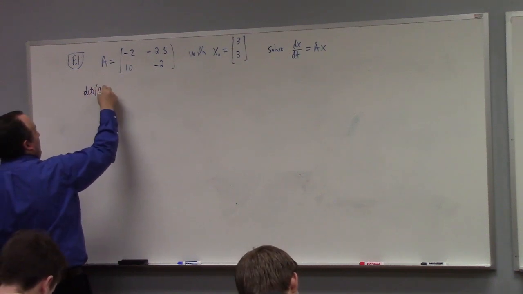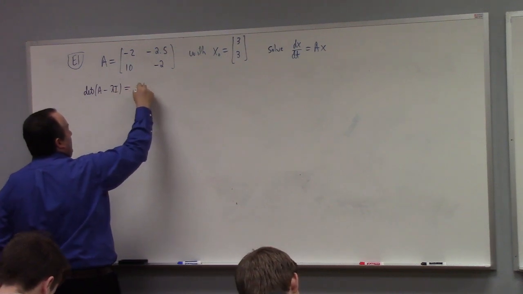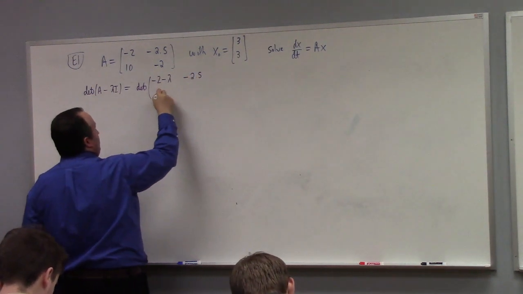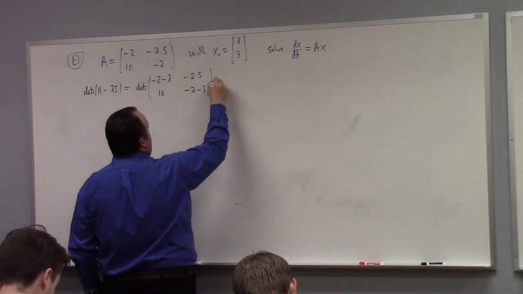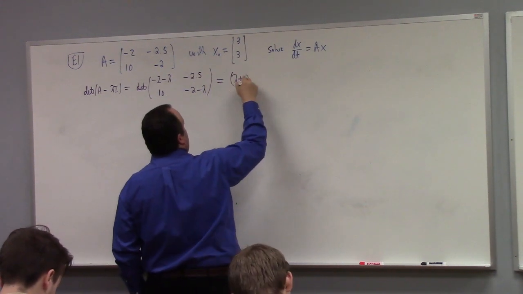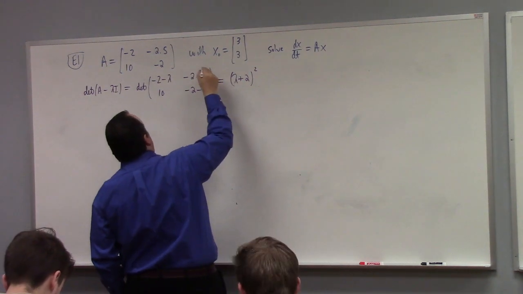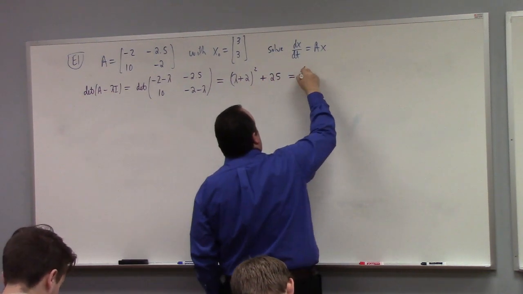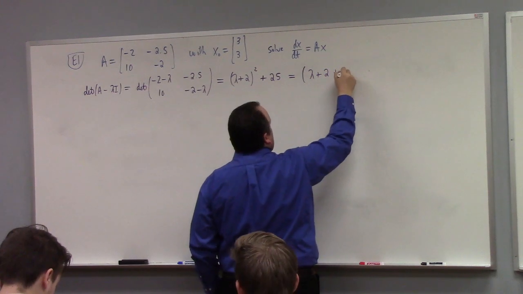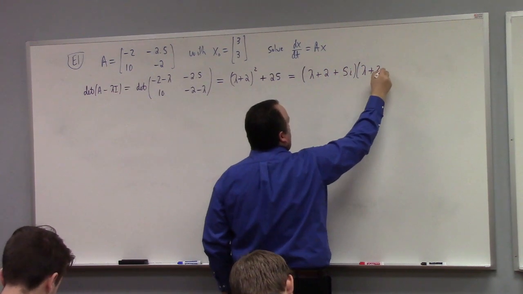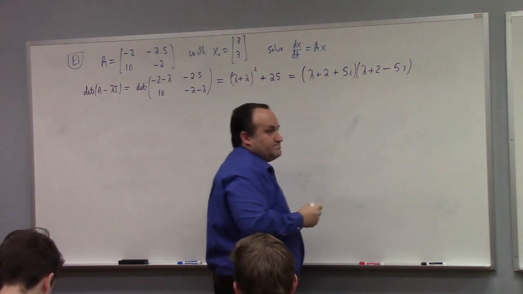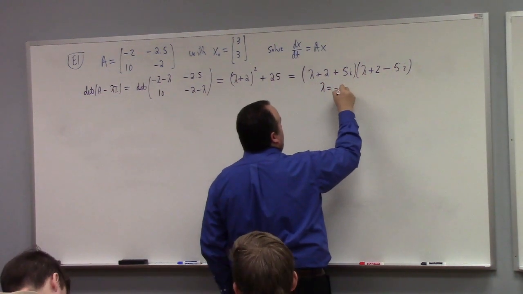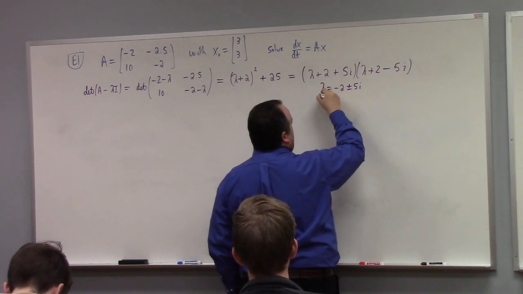I need the determinant of A minus lambda I, which is the determinant of minus 2 minus lambda, minus 2.5, times, there's a 10 here, and minus 2 minus lambda. So that gives us lambda plus 2 quantity squared. Minus and minus gives me plus. 2.5 times 10 is 25, so plus 25. Oh, that's beautiful because that's already the difference of squares if you use your imagination. See, that's lambda plus 2 plus 5i, lambda plus 2 minus 5i. Right? So in short, we can put lambda equals minus 2 plus or minus 5i. These are my eigenvalues, complex eigenvalues.